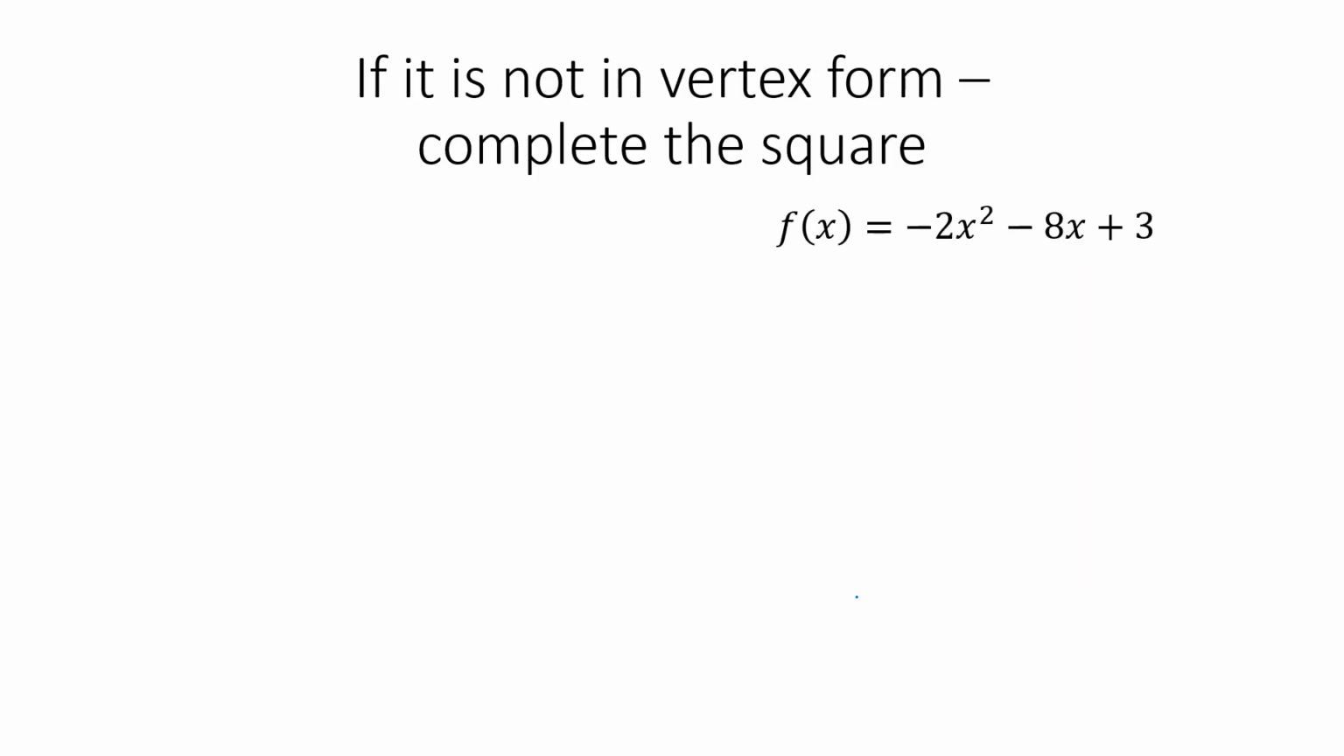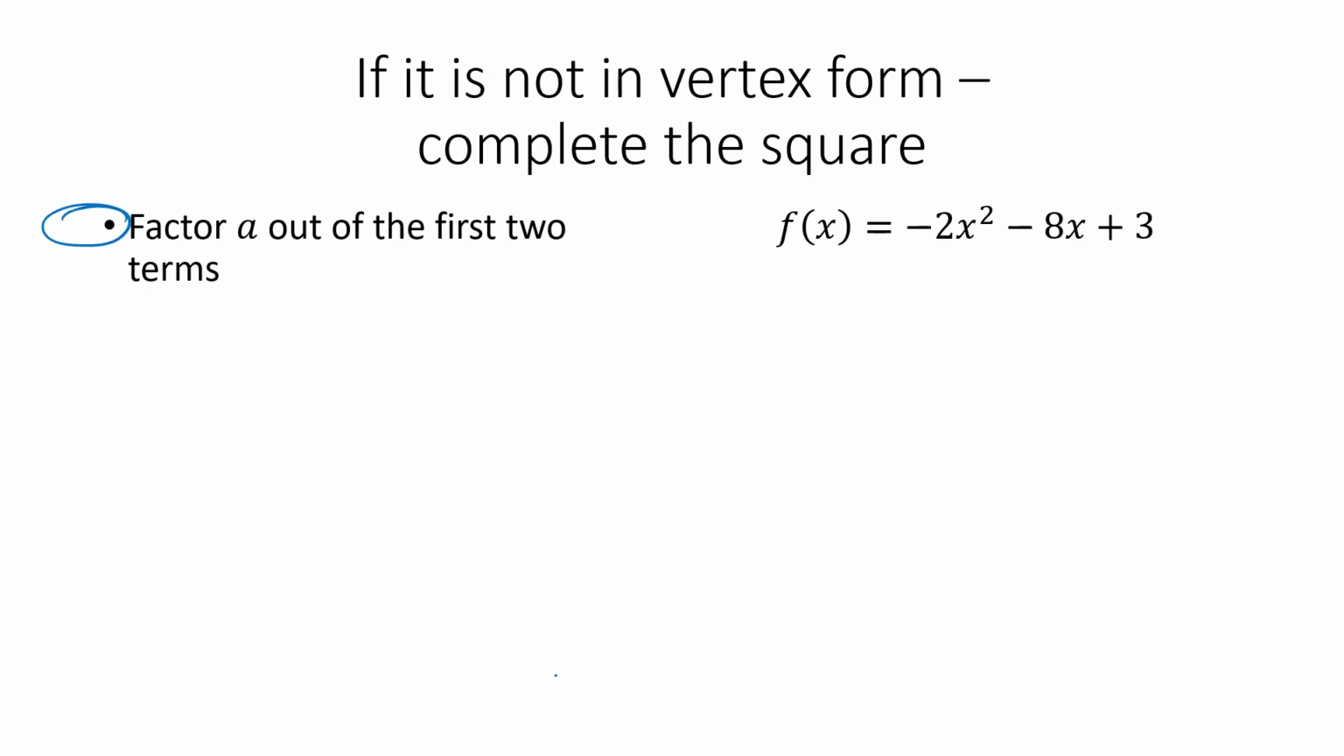However, most of the time, it's not in vertex form. It looks like negative 2x squared minus 8x plus 3. So how do we get it into vertex form? We use our old friend completing the square. Here's how we complete the square to get in vertex form. It's very similar to solving, just a few tweaks we have to make because we're not working on both sides. We're only working on one side.